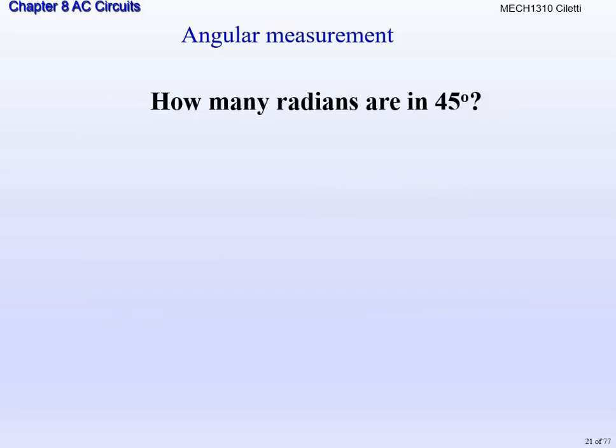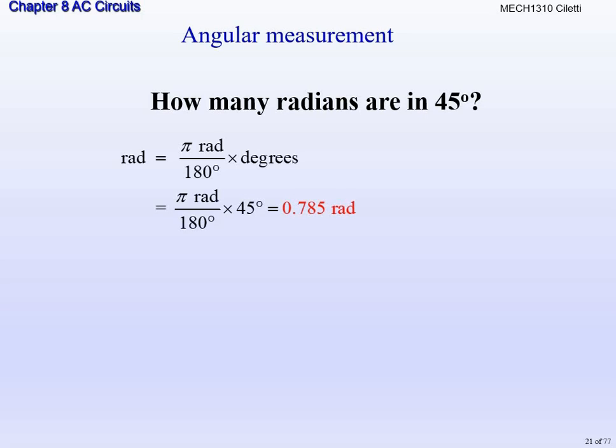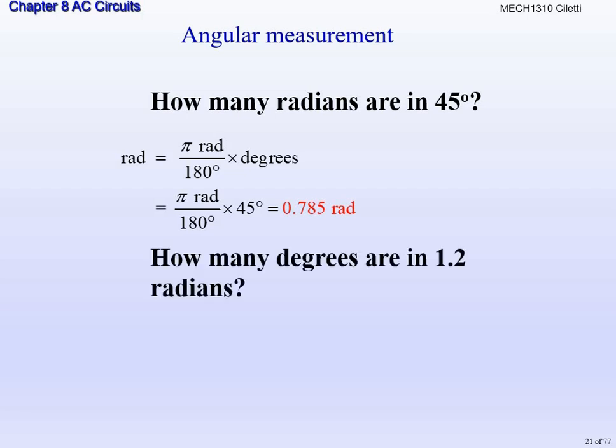We're going to do a couple examples here. So how many radians are in 45 degrees? We're going to take 45, and we want to end up in radians, right? So that means I'm going to take 45 times pi over 180, and that's going to give me 0.785 radians. Now, sometimes we leave it in fractional form, okay? So 45 goes into 180 four times. So another correct answer for this would be pi over 4. Pi over 4 would be an acceptable answer for this as well.